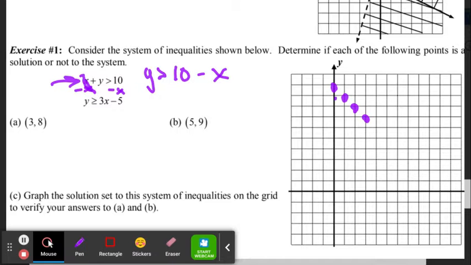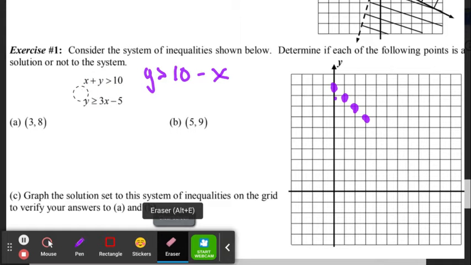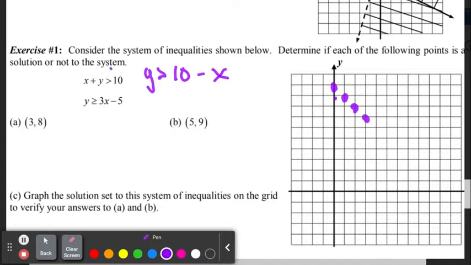Now let's just review quick. Let me move this. In this problem, we have an equal to. No, I'm sorry, hold on. In this problem, we have a greater than. There is no equal to bar, so that means we make this a dotted line. If there was an equal to bar, it would be a solid line.